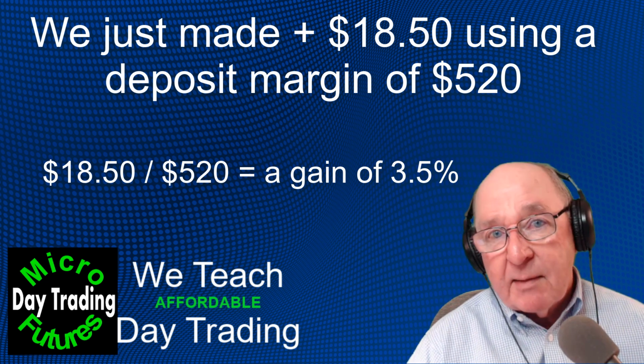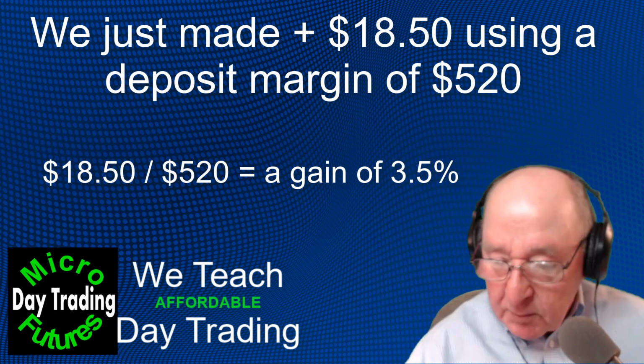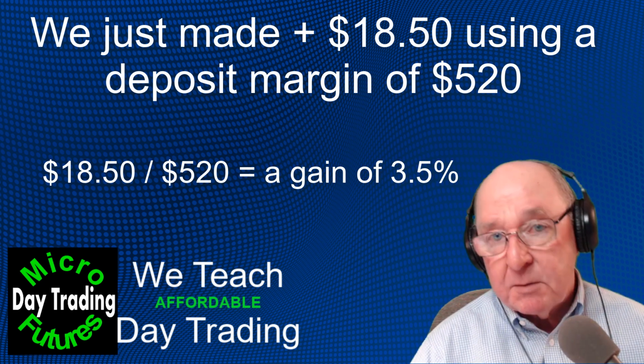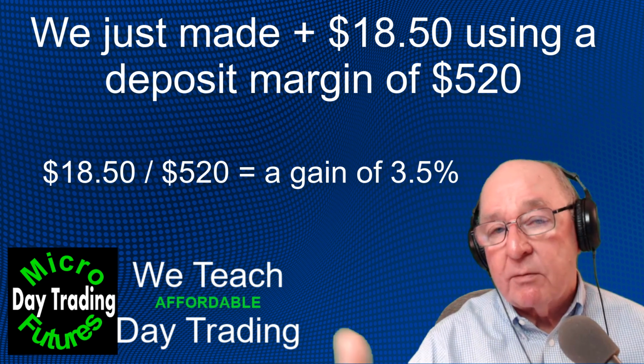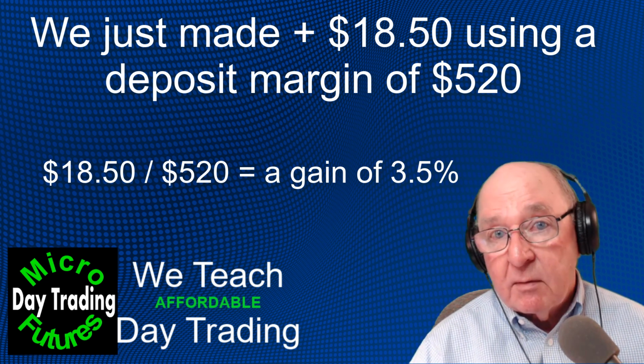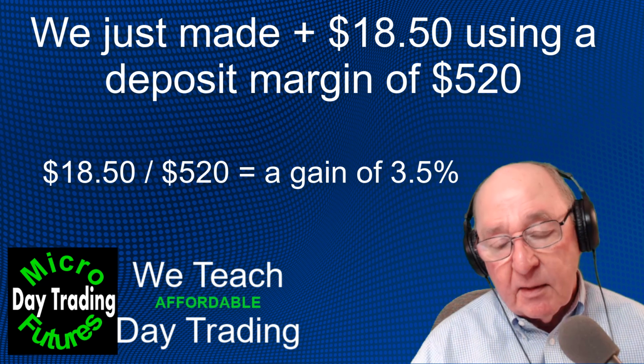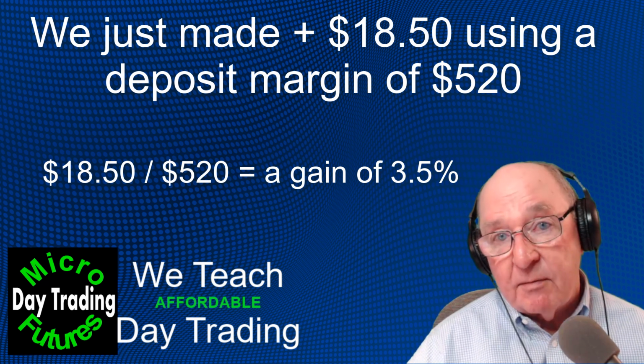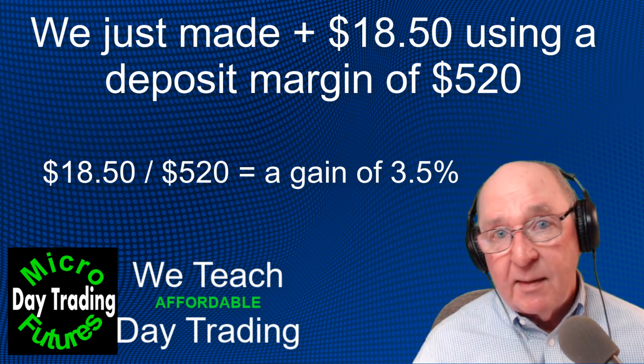So I think the Micro E-minis give us hope. We can use this 1/10 size to get up to speed and then trade 2 or 3 or 4 or 5 contracts, or even go to the full E-minis over time. And our $18.50 would have been $185 in the same 90 seconds.